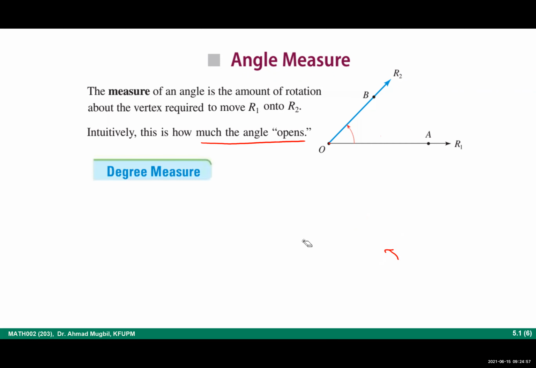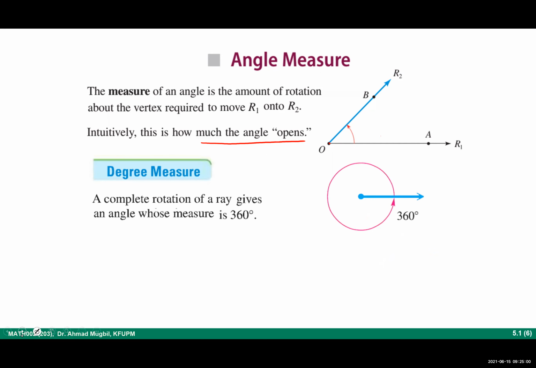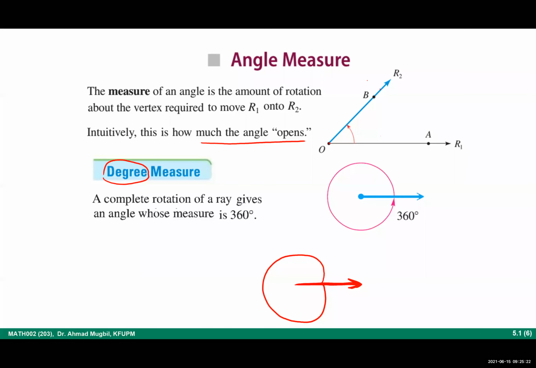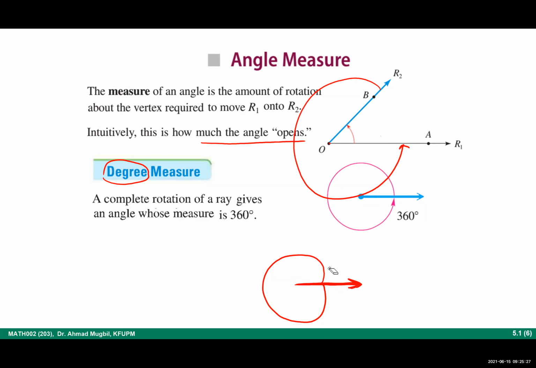One of the main measures that the Greek people used is the degree measure, and we are still using it these days. What they did: if we have an angle that starts here at the initial side, and it makes one full rotation, until the initial side moves and coincides with the terminal side, we call that a full rotation. So this is the full rotation. No need to draw any more.